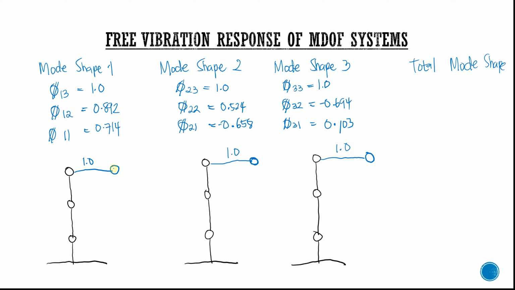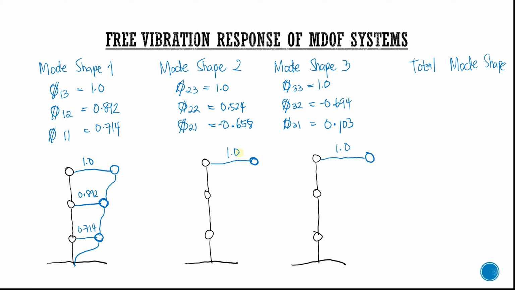Now for the mode shape 1, the second floor is 0.892. So that must be around here, 0.892. And then for the first floor, we have 0.714. So that is still quite close to the 0.892. The mode shape is actually unitless. That is 0.892, and then we have the 0.714. Now we just connect the elastic curve or the columns. And then, so this is the mode shape 1.